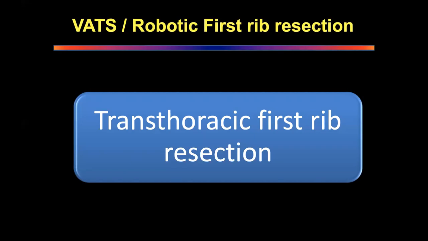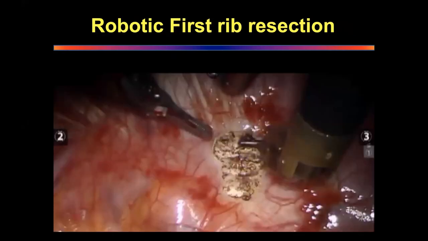All the structures are outside the first rib. So it's a very safe area and visibility is excellent. You see really, really well. In fact, nowadays, I personally dock the robot rather than using VATS. You can do it by VATS or you can do it by robot, and that will give you a very good view.